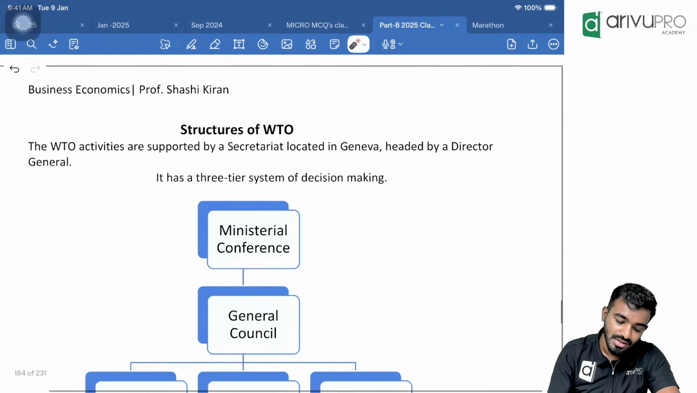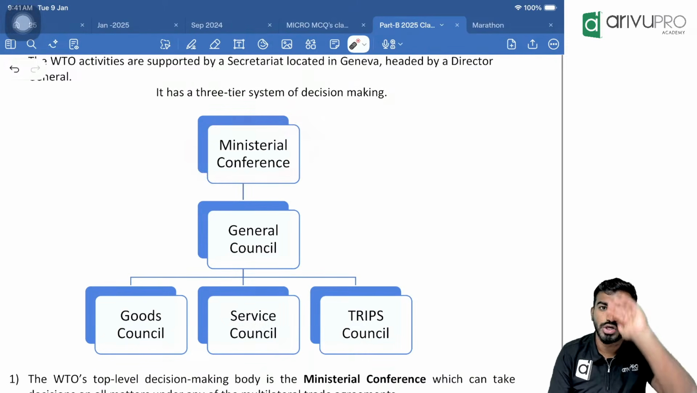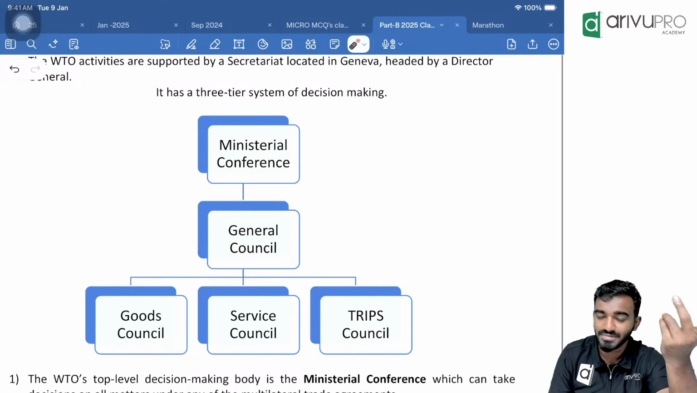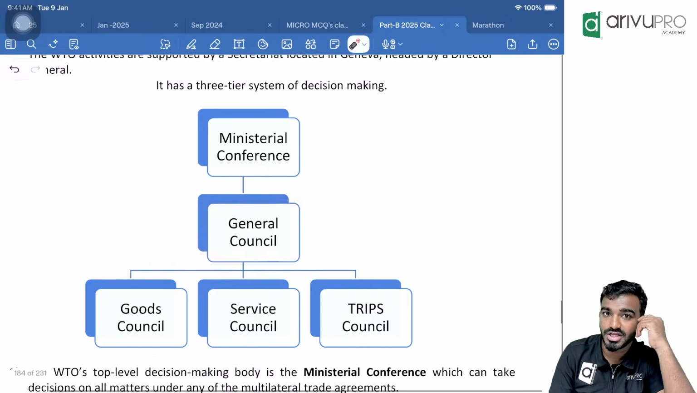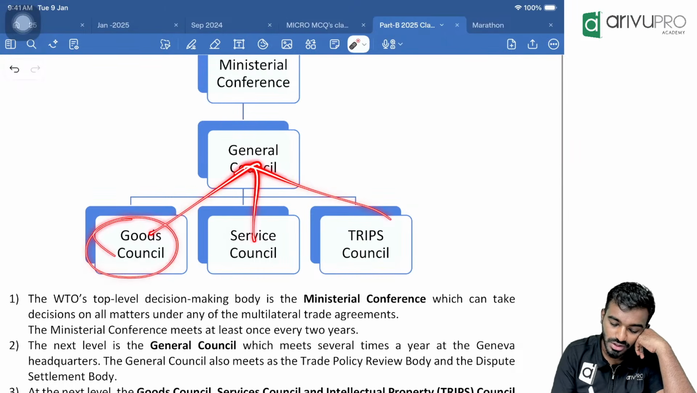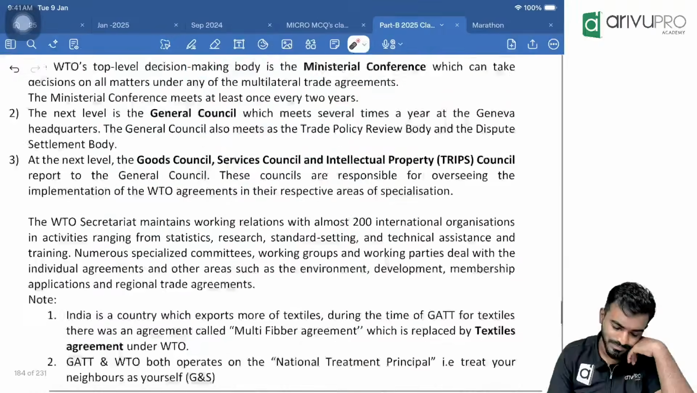Under this, there are 3 levels. The ministerial conference is the topmost level, and they will meet once in 2 years. The general council will meet multiple times in a year. They are the ones who actually run the WTO, and they sit for dispute resolution. Under them are the 3 councils: goods council, services council, TRIPS council.